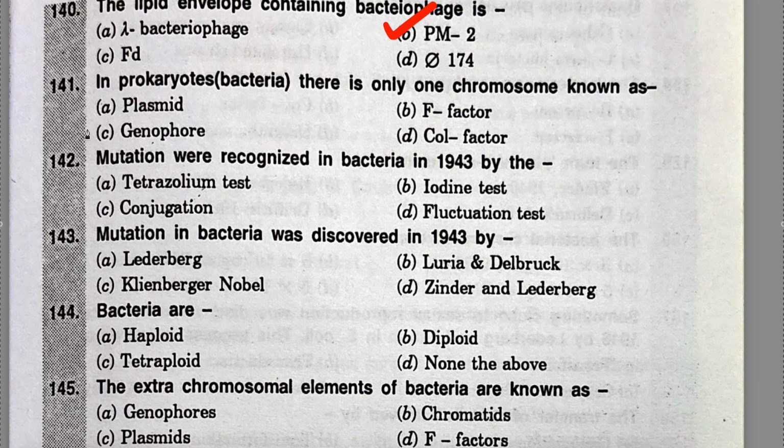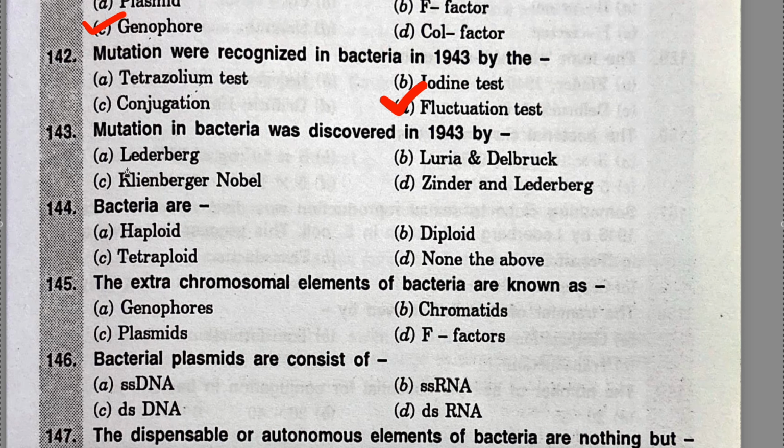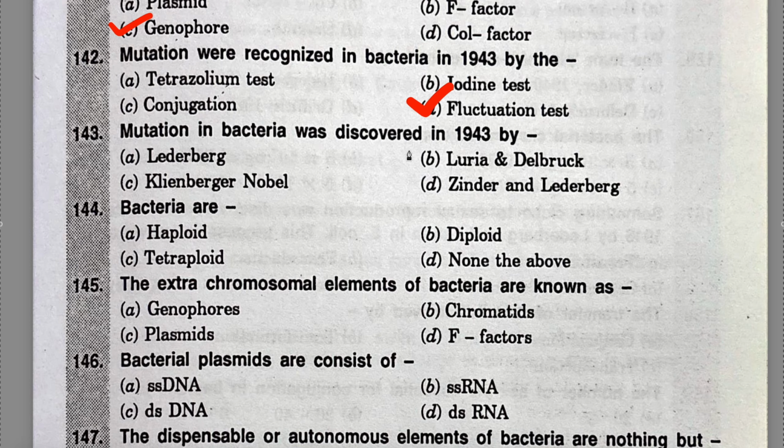141. In prokaryotes, there is only one chromosome known as plasmid, F factor, ionophore or cofactor. Answer option C. 142. Mutation was recognized in bacteria in 1943 by tetrazolium test, iodine test, conjugation or fluctuation test. Answer option D. 143. Mutation in bacteria was discovered in 1943 by Lederberg, Luria and Delbruck, Kleinberger, Novel or Zinder and Lederberg. The answer is option B.